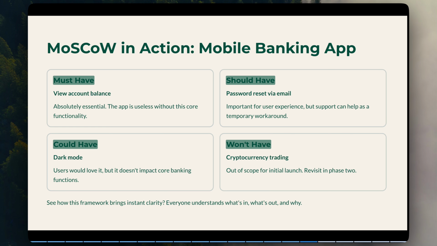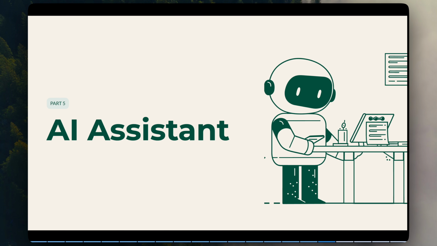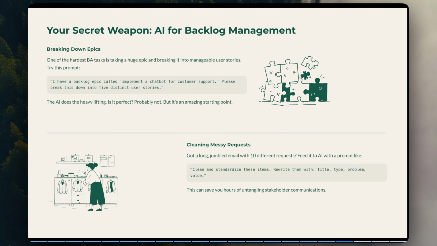Okay, for our last section, let's talk about your secret weapon, your AI assistant. Look, managing a backlog can be a ton of work, but modern AI tools can be a massive help. One of the hardest things a BA has to do is take a huge idea, an epic, and break it down into small, manageable user stories. Well, check this out. You can use a prompt like this one.